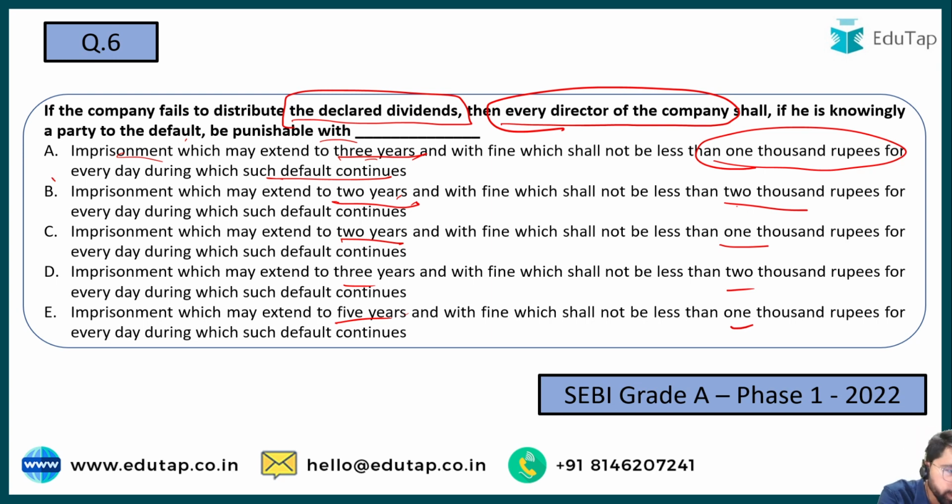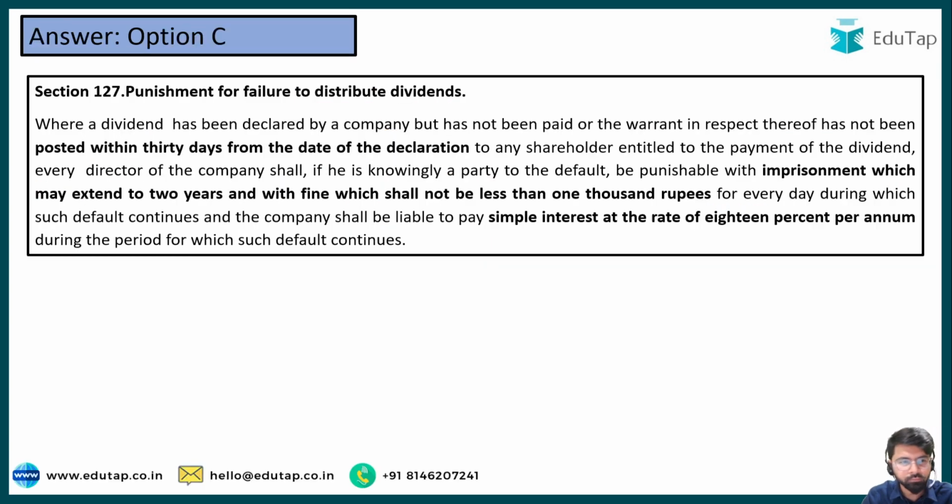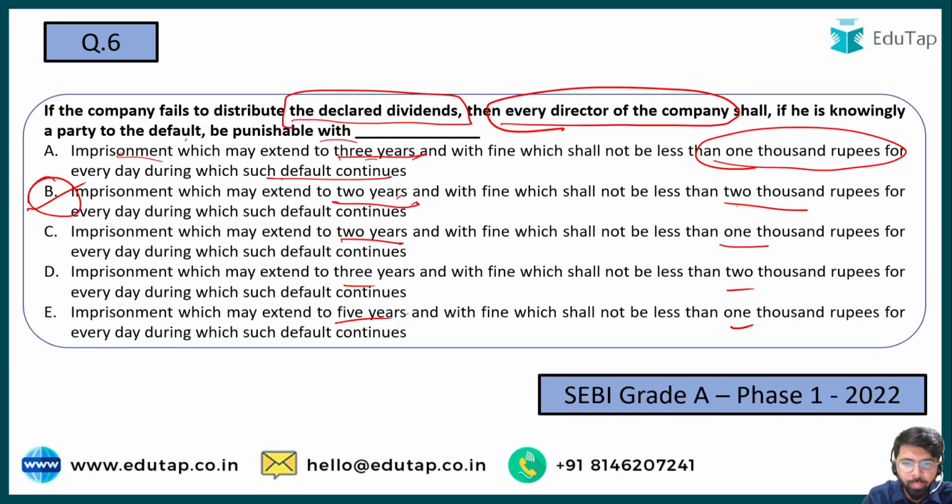And friends, the correct answer here is option B. Okay, which is imprisonment. Okay, here it is saying 2000. No, the correct answer is option C, because friends, it is 2000.